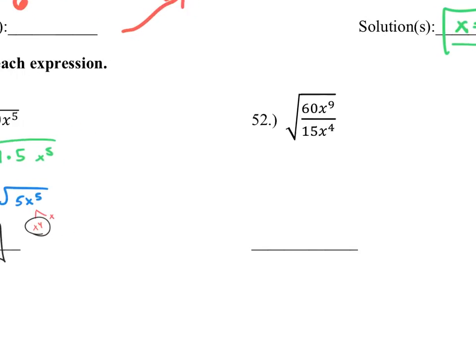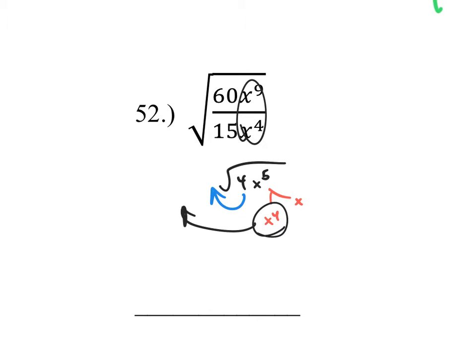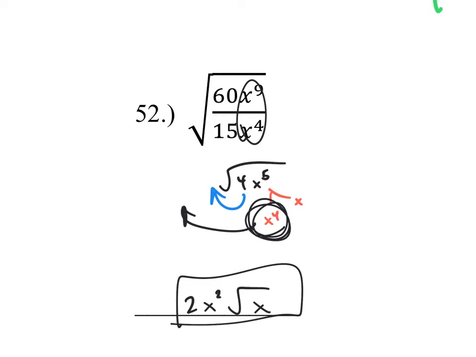For this one, first off, we could view 60 divided by 15 as simply a 4. And then we use rules of exponents. That'd be top exponent minus bottom exponent to get 4x to the 5th. We can square root the 4. We can split x to the 5th into x to the 4th and x, getting us 2 groups of x squared. Square root of 4 is 2. When I take this exponent of 4 and divide it by 2, we get x squared with the square root of x left over.